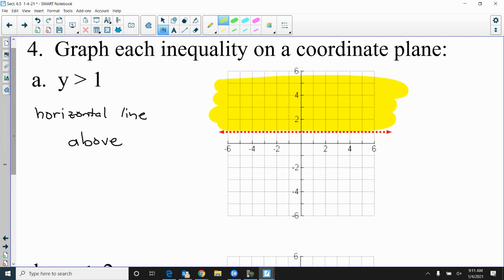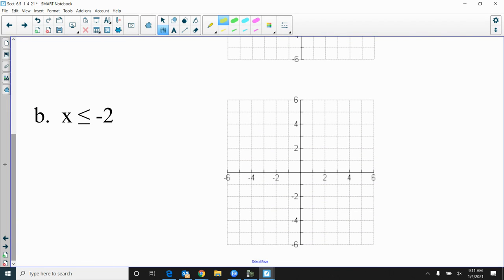All right. Part B. x is less than or equal to -2. Now this is missing not the x, but it's missing the y. Now this is also a special type of line. It's not horizontal though, it's vertical. And it has to go through the number -2 on the x-axis. Since it's greater than or equal to, it's going to be a solid line. So we got a solid line.